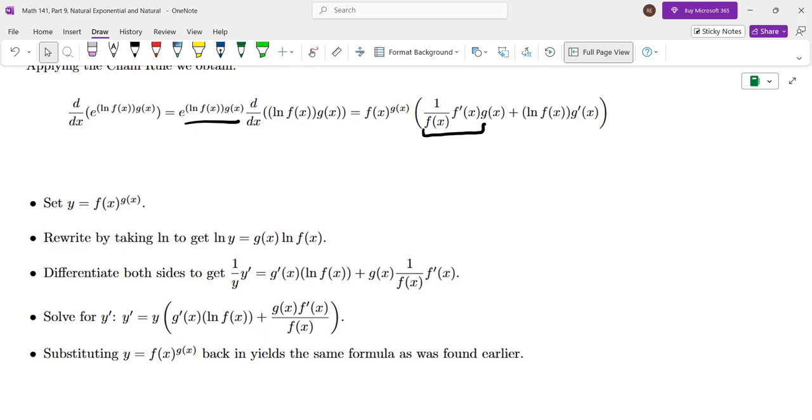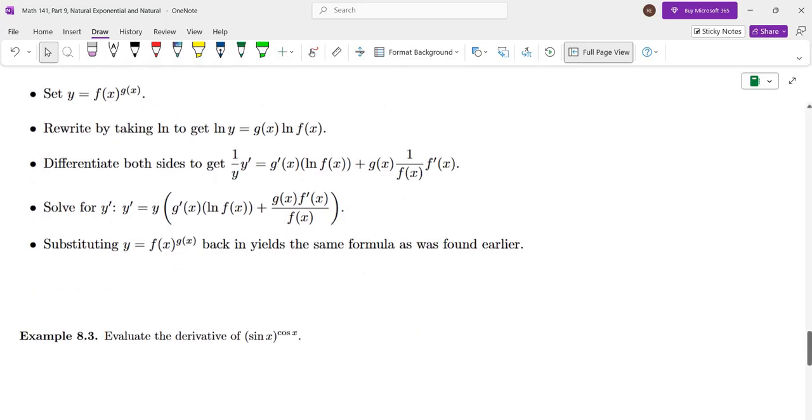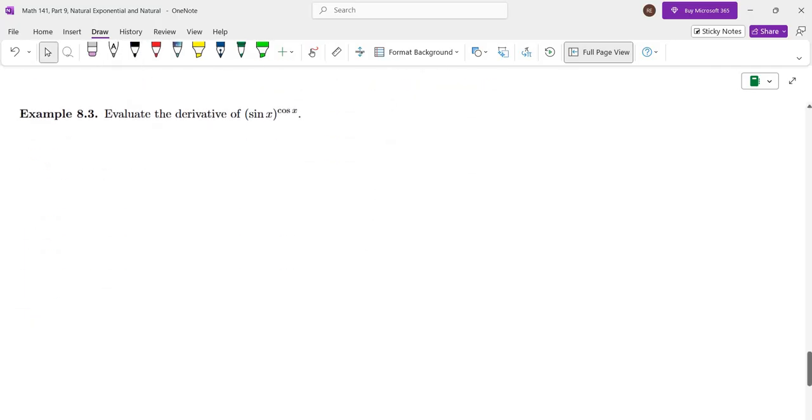Then you differentiate both sides. You get 1 over y times y prime equals g prime natural log of f of x plus g times 1 over f of x times f prime. This is the derivative of natural log of f of x. And then you solve for y prime by multiplying both sides by y. And eventually you sub back f of x to the power of g of x for y. So let's do one last example on this one, and then we will summarize.